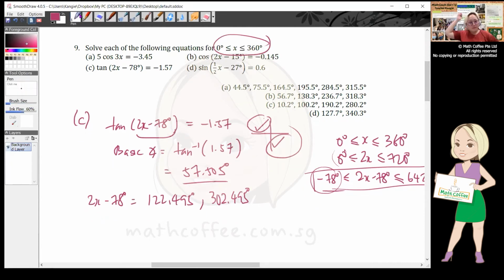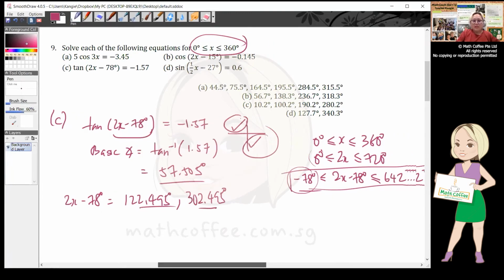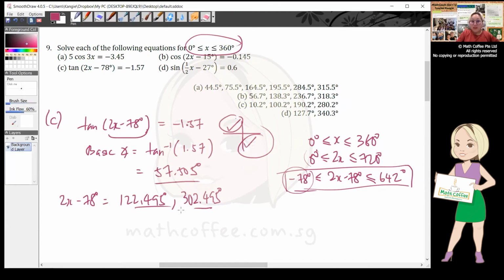Okay, now question 9. So this one, see, this is the first two answers, correct? Then after that, I need to see whether I need to go plus 360 and minus 360, okay? So after that, let's see. This one, I'm going to plus 360. Oh no, let's try minus 360. If I do minus 360 degree, I will go to negative, so I don't bother. This one, if I minus 360, I may fall into the range.